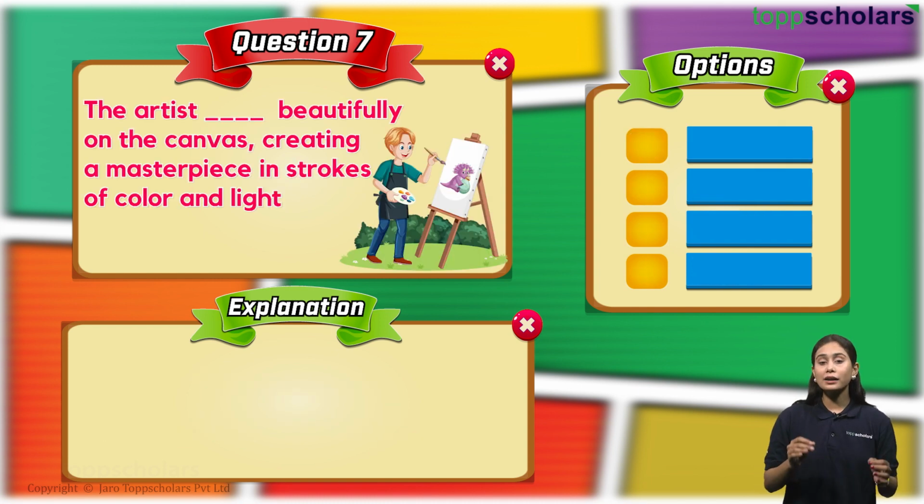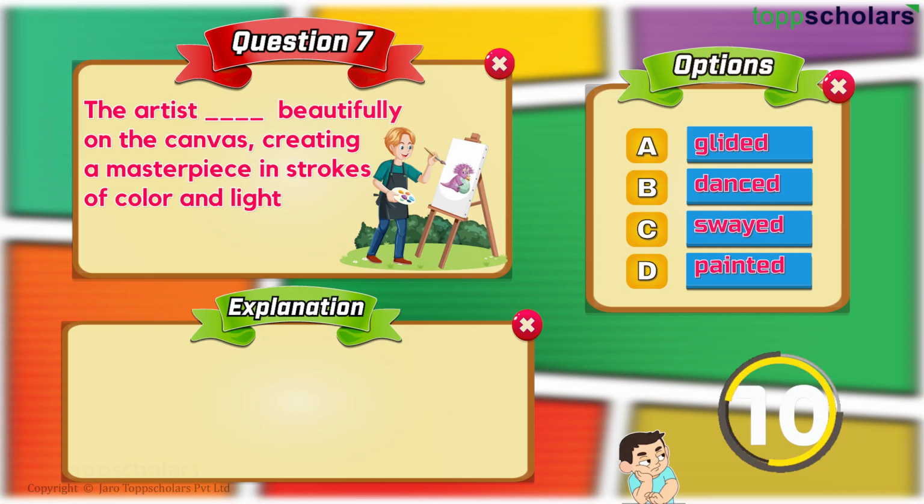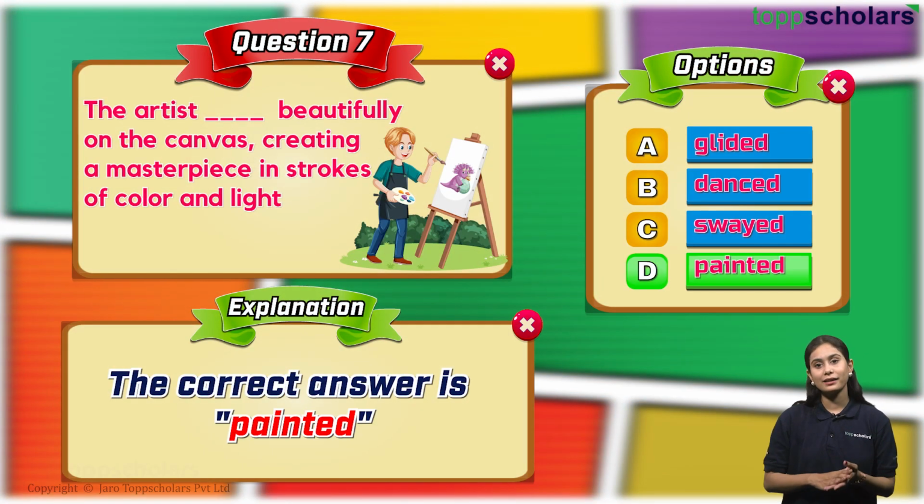Next, the artist dashed beautifully on the canvas, creating a masterpiece in strokes of color and light. Option A glided, B danced, C swayed, or D painted. So the correct answer is painted.